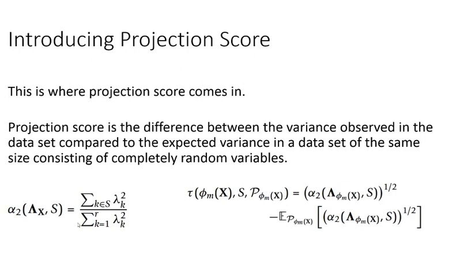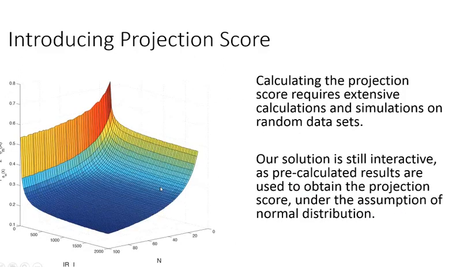And then we define the projection score as to the right, where we have alpha, the fraction of the variance observed in the data set, and we subtract the variance we would observe for the same setting for a data set of the same size but consisting of completely random variables. What fraction of variance will we get then? If you take this difference, that will be a measure of how good our projection actually is. That's the basis for projection score.